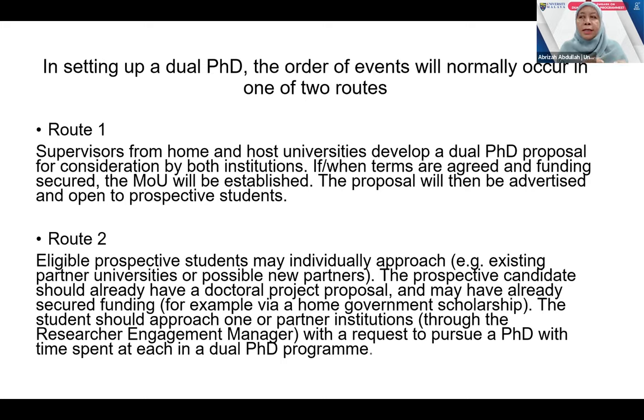So I understand that most of our dual PhD candidates came from route one, but there is also a small number of examples of dual PhD candidates that came from route two, meaning we have students who are very much interested in doing a dual, and they have a doctoral project proposal, and they might also have secured funding, for example SLAI Live or a JPA scholarship. So the student should approach one of the partner institutions, or perhaps through the supervisor approach the potential supervisors, perhaps through our research engagement manager, or definitely our officers from IRO, with a request to pursue a PhD. Given route two, if we have more students coming from route two, more students that we can attract to do dual with UM, we will have more new partners. This is what I foresee.